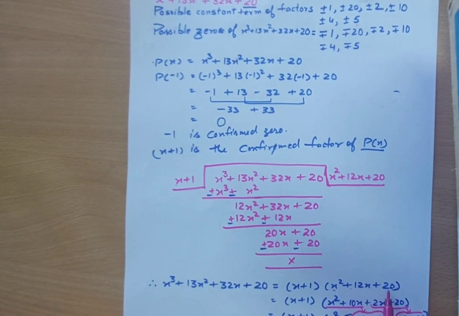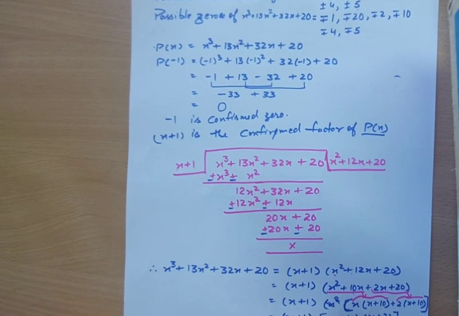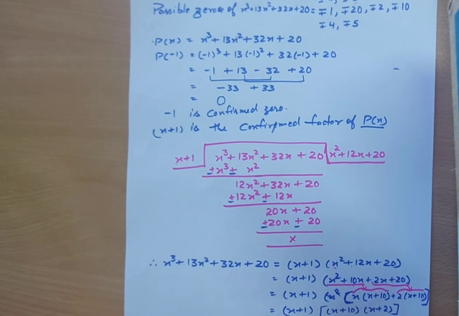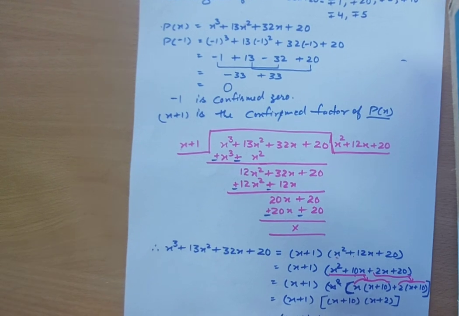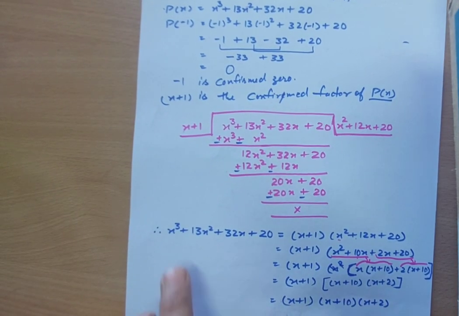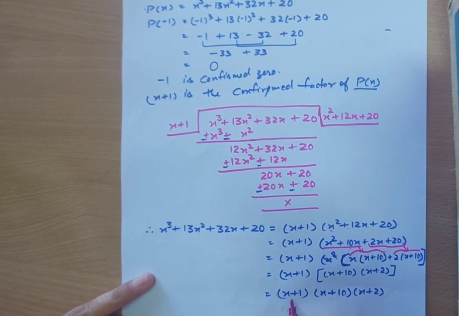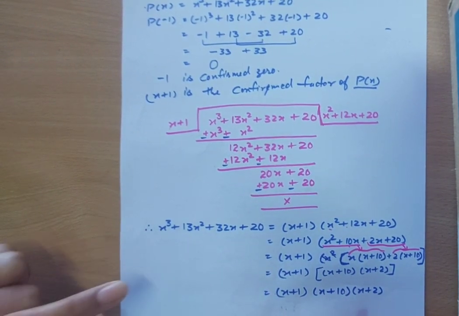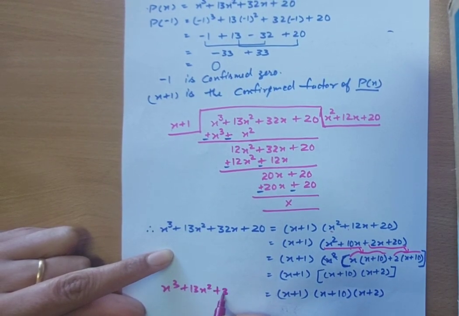It's 12x and this is 20. The two numbers whose product is 20 and sum is 12 are 10 and 2. If I further follow the procedure of factorization, I'll get the two factors as x plus 10 and x plus 2. So the final factorization for this expression is going to be (x plus 1)(x plus 10)(x plus 2). So we completed our factorization of a cubic polynomial.